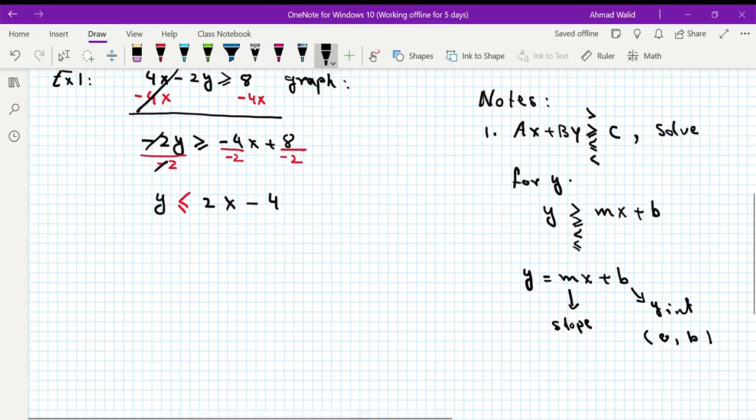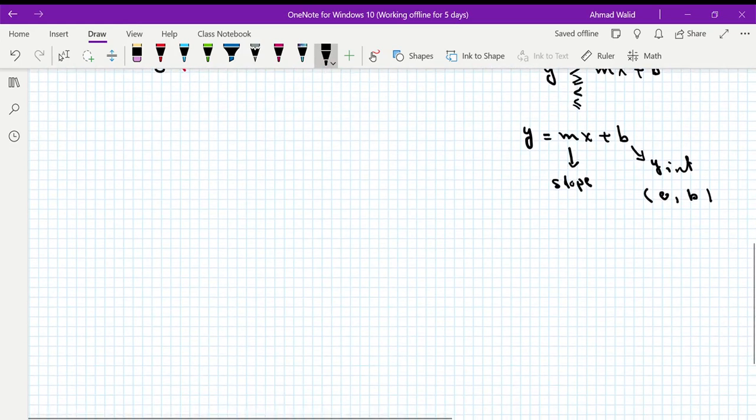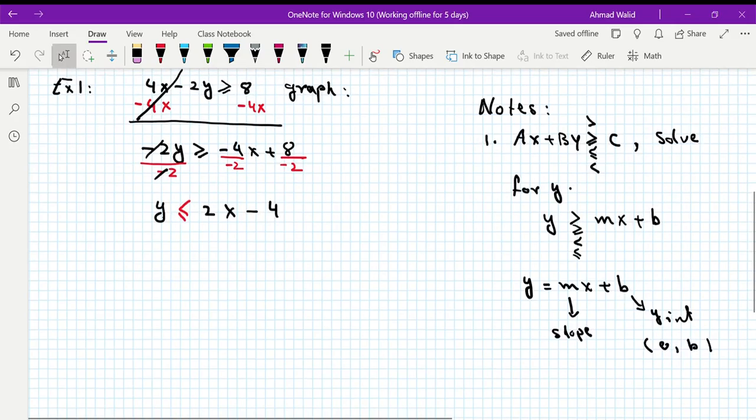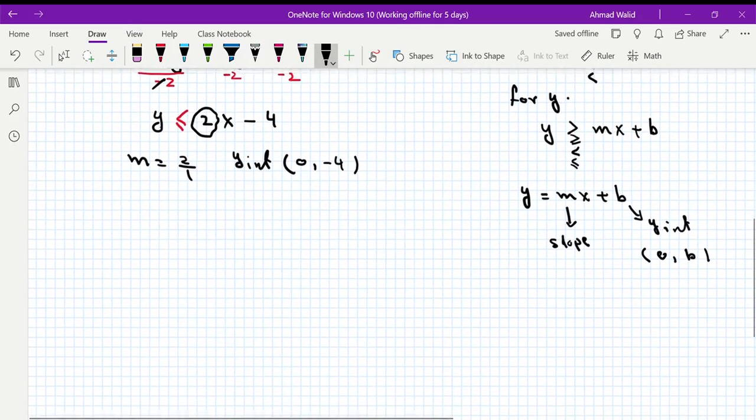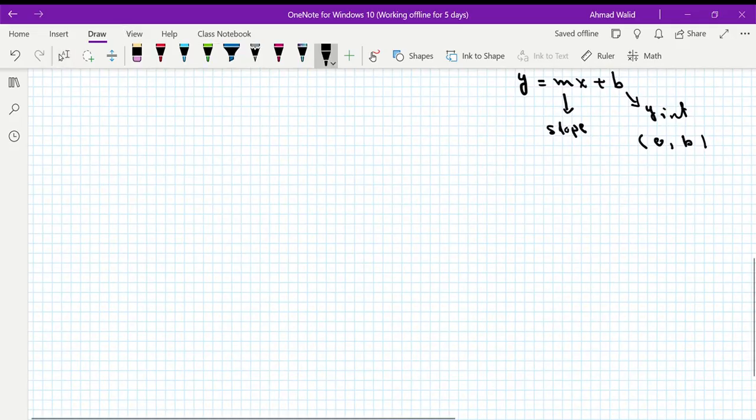Now, note number 2. Before graphing, I know everyone says, okay, let's see the slope. The slope is 2 over 1, right? And my y-intercept is 0 and negative 4. Easily you can graph. But when you graph an inequality, remember these notes that I want to put here for you.